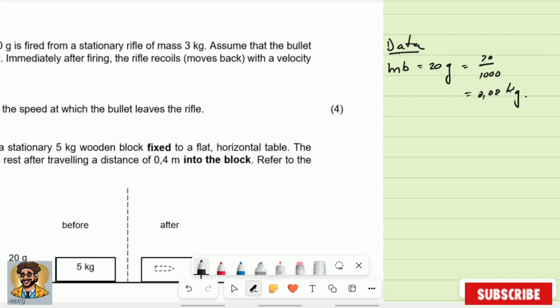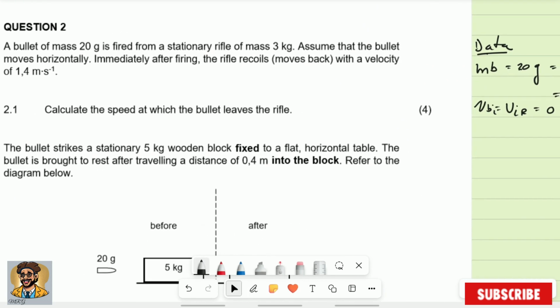It's fired from a stationary rifle, so initially the bullet was in the rifle. So the initial velocity of the bullet will be equal to the initial velocity of the rifle. I'm going to write R for rifle. The initial velocity is 0 for both of them. Are you with me? Assume that the bullet moves horizontally.